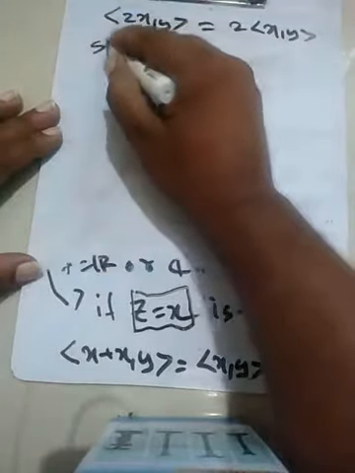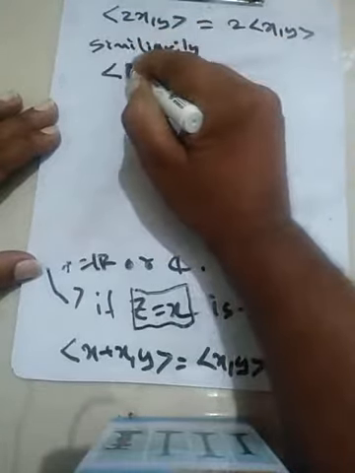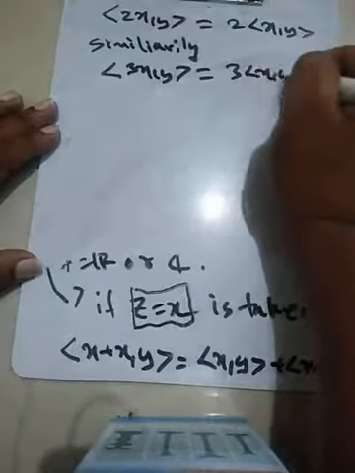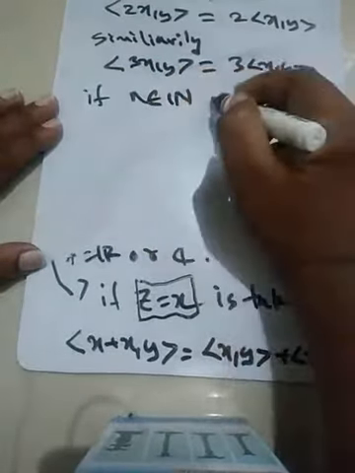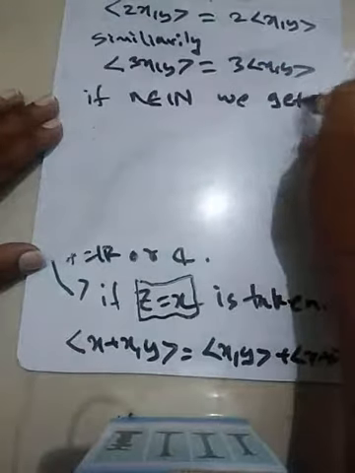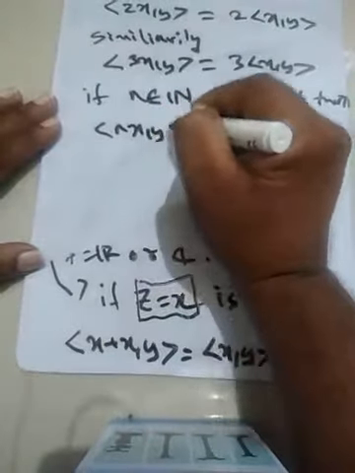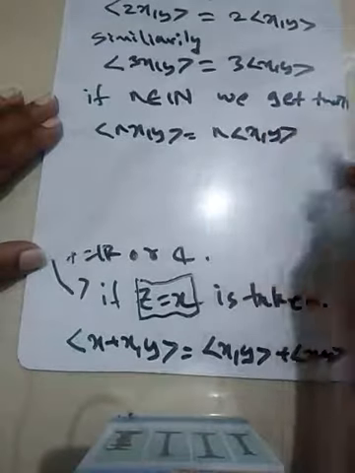So similarly, the inner product of 3x comma y is the same thing as 3 times the inner product of x with y. So if n belongs to the set of natural numbers, we get that the inner product of nx comma y is n times the inner product of x with y. So we extend it to the negative part also. How do we do that?